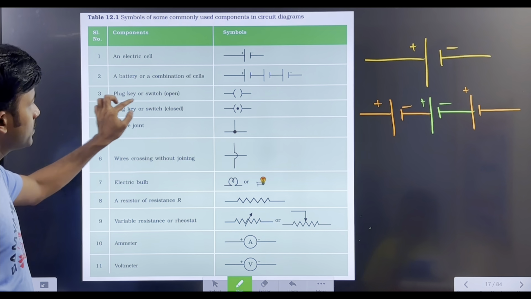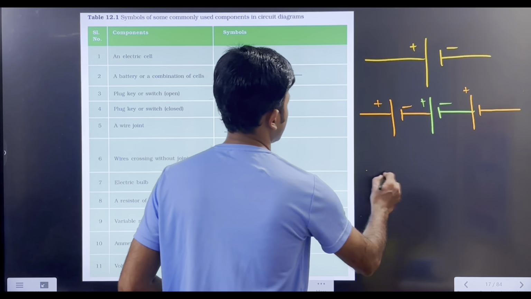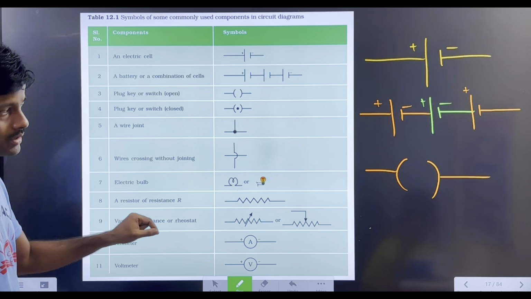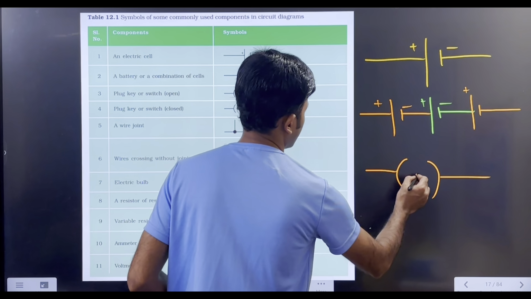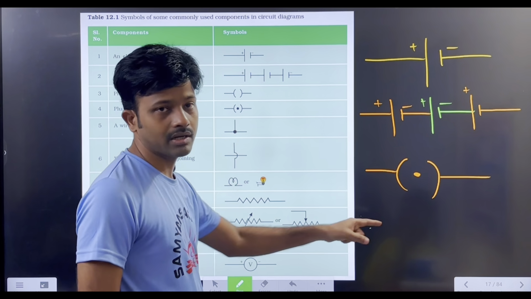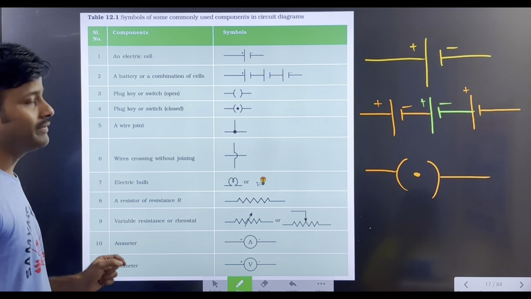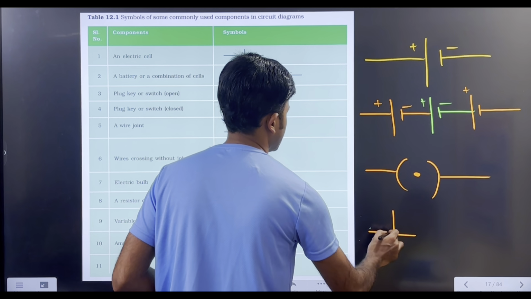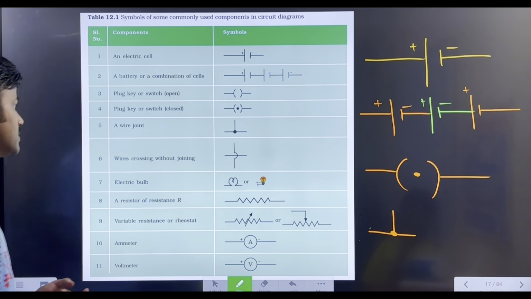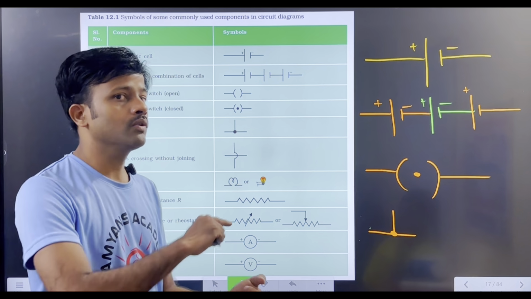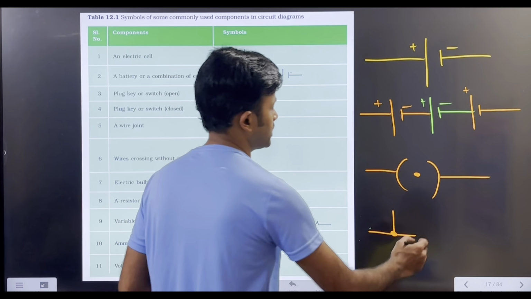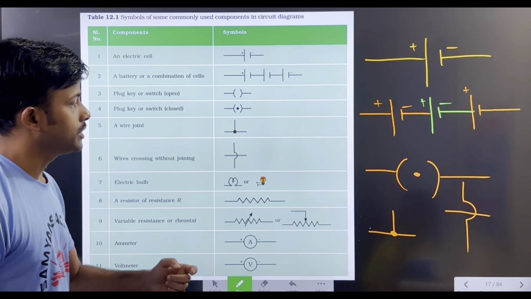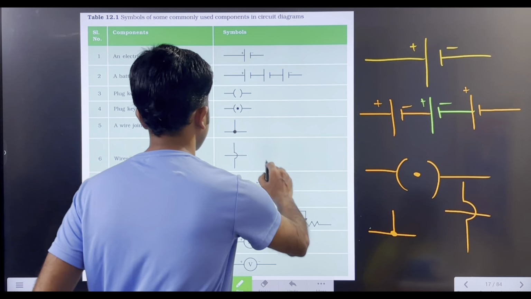And this is a plug key. When the switch is open, you represent it with open brackets. When the switch is closed, you put one dot in between the brackets. This indicates the switch is closed. When you join two wires like this, it is a joining of wires. If one wire is crossing over another wire, you represent it like this. This is the symbol.